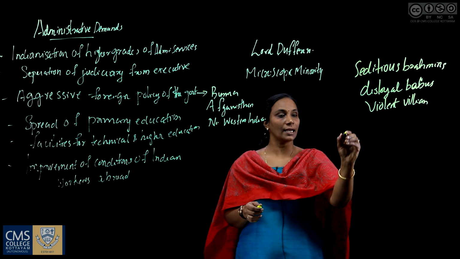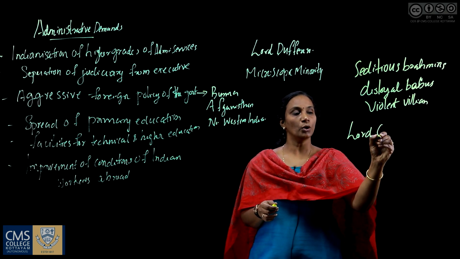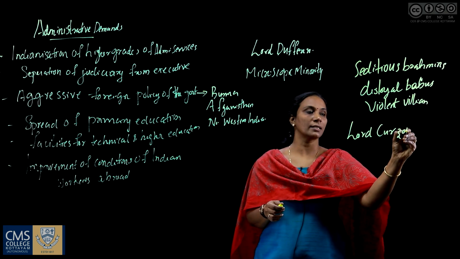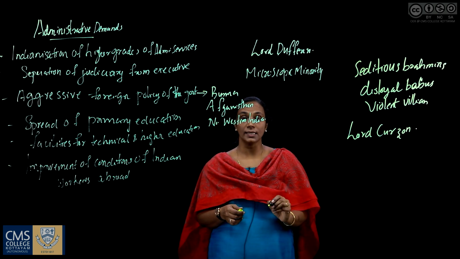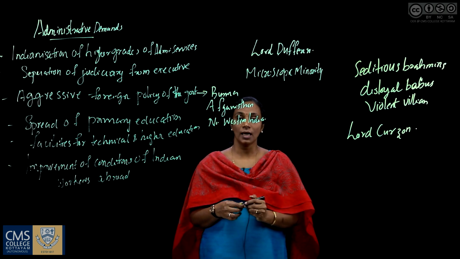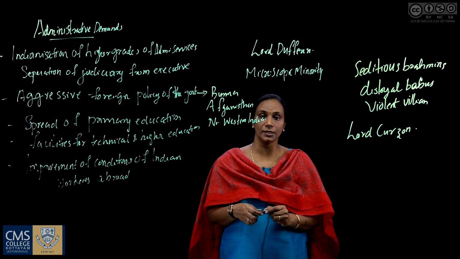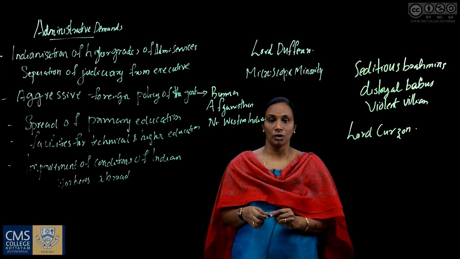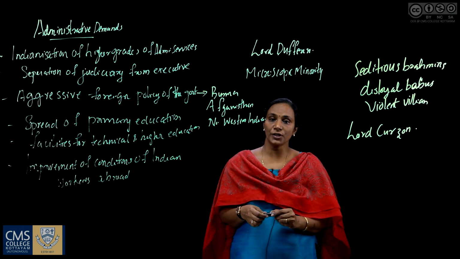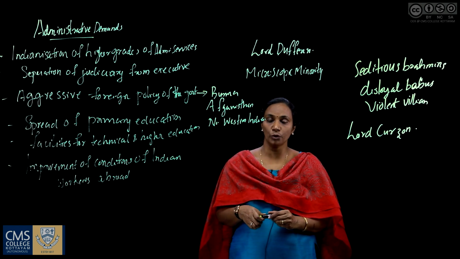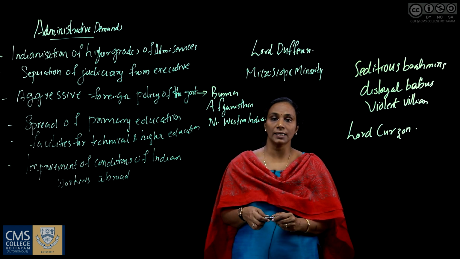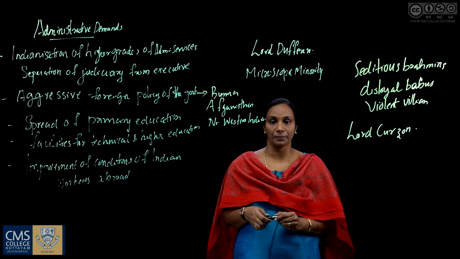Lord Curzon in 1900 wrote to the Secretary of State that Congress is tottering to its fall, and one of my great ambitions while in India is to assist it to a peaceful demise. We can see that the officials followed a policy of divide and rule, and they encouraged the reactionary elements in the country.